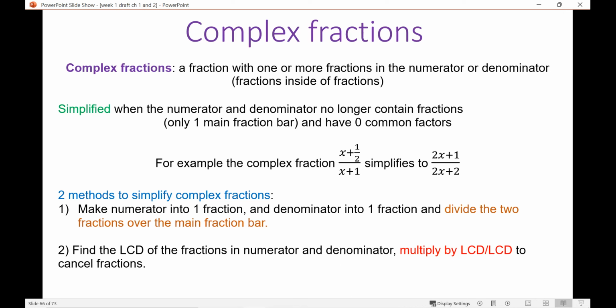The other method is to cancel out the denominators of our interior fractions using the LCD. So we're going to multiply a version of 1, which is the LCD over LCD, and we multiply over the main fraction bar. And in doing this, we are going to cancel the denominators of our interior fractions. Let me show you both methods and show you when is a good idea to use each.